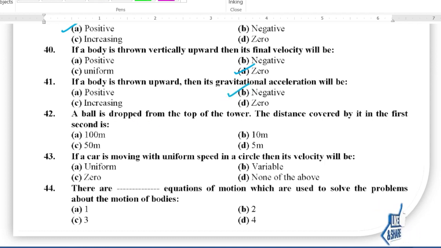A ball is dropped from the top of a tower. The distance covered by it in the first second is, option number D, 5 meters. If a car is moving with uniform speed in a circle, then its velocity will be, option number B, variable. There are dash equations of motion which are used to solve problems about the motion of bodies. Option number C is 3.